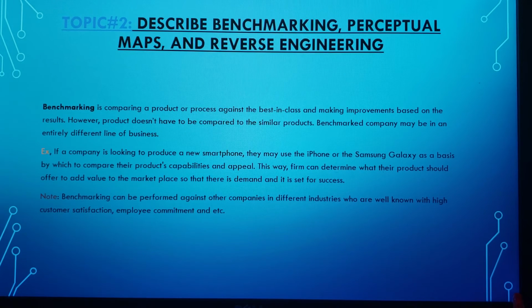Topic number 2: benchmarking, perceptual maps, and reverse engineering. Benchmarking is comparing a product or process against the best in class and making improvements based on the results. However, a product doesn't have to be compared to a similar product. The benchmark company may be in an entirely different line of business.